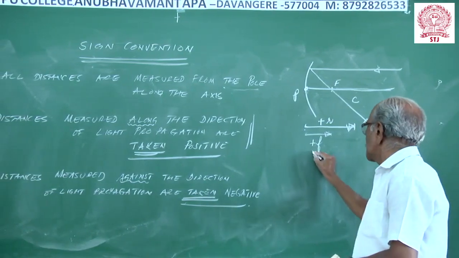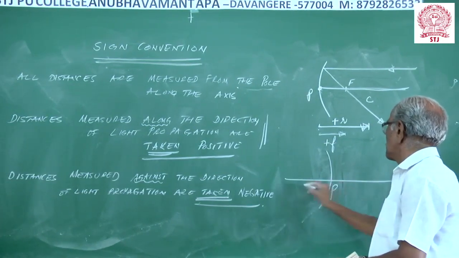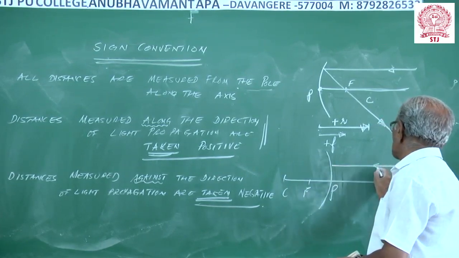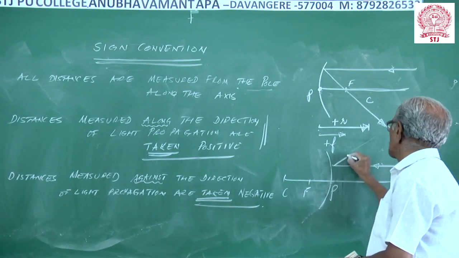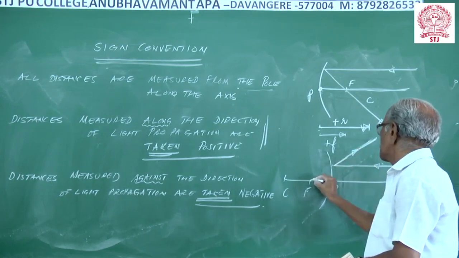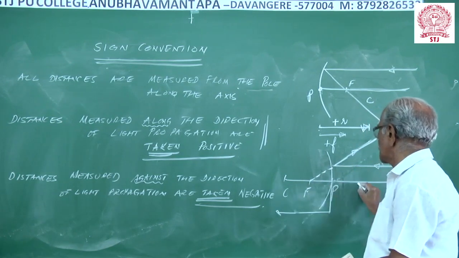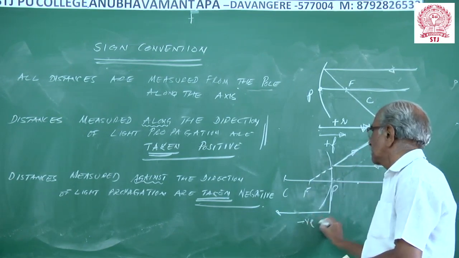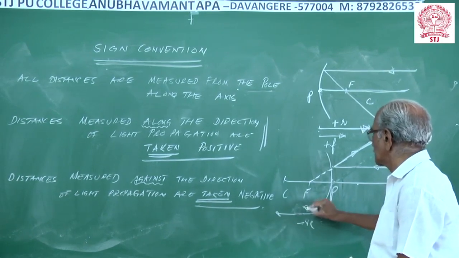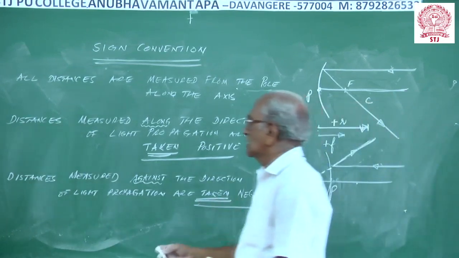Now as against this, you have the concave mirror, note. This is the pole. This is C. This is the focus. A ray falling on the mirror like this goes back like this as if it comes from F. So here, measured from the pole along the axis, this is negative. Measured from the pole along the axis, this is negative.